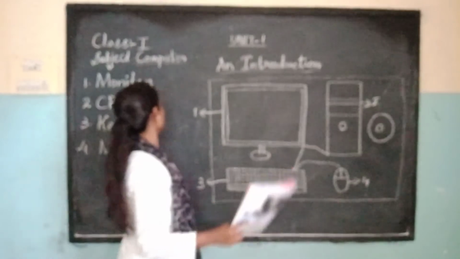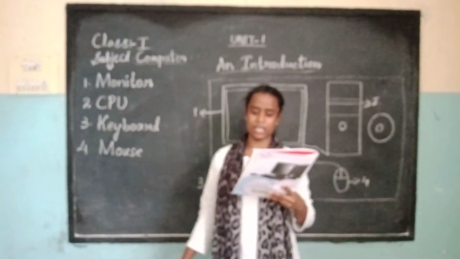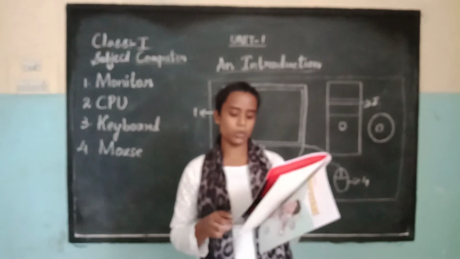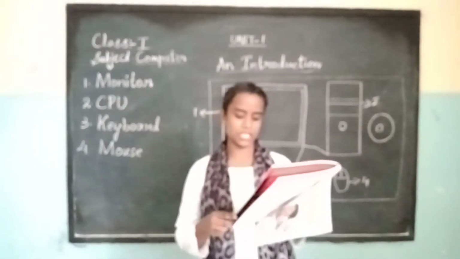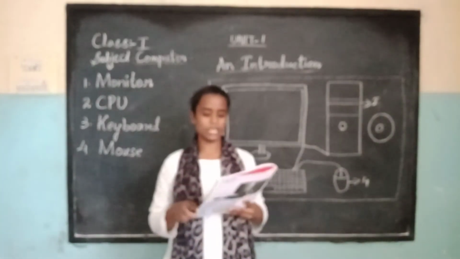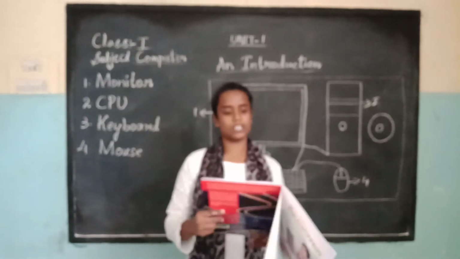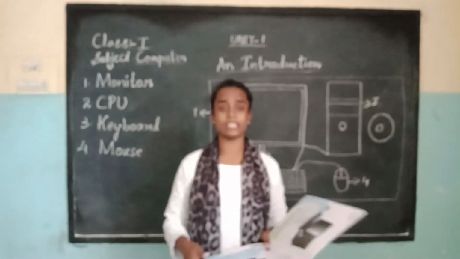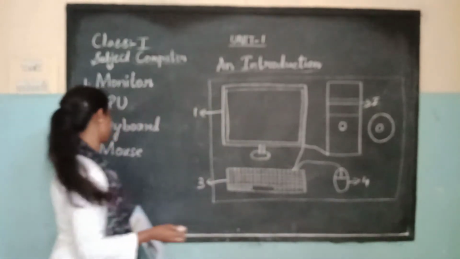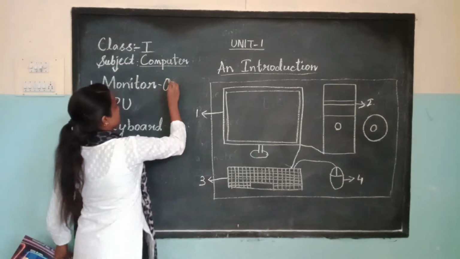So first we will learn about the monitor. A monitor looks like a television screen. It shows letters, numbers and pictures. The result of our work done on the computer can be seen on the monitor. The monitor is an output device. In the computer we can see the letters, numbers and pictures. So the monitor is an output device.